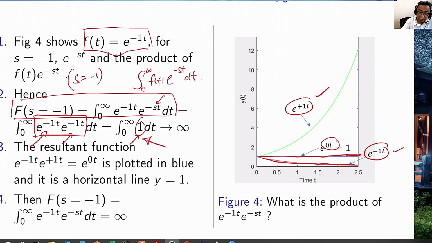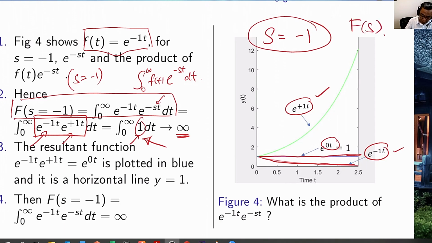The Laplace transform, which is integrating this final product of these two exponentials, is integrating 1 from 0 to infinity. Then of course it goes to infinity. So this is one way to understand why when s equals minus 1, we get infinity for F of s.